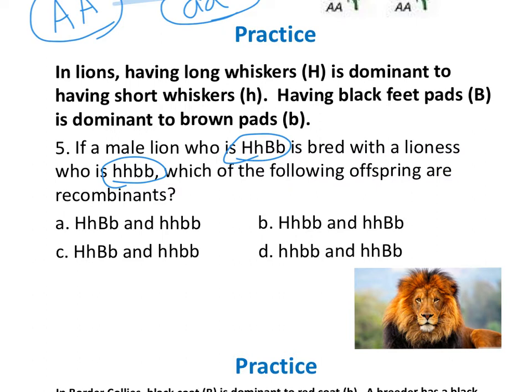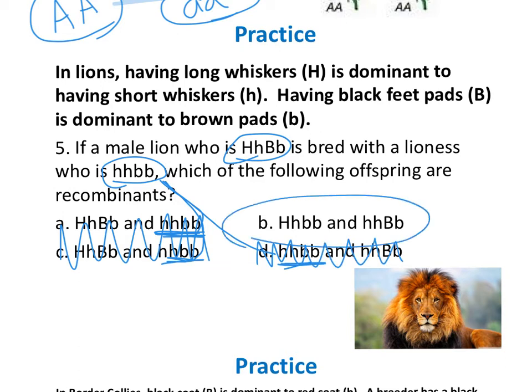All right, so I see that this is the same as a parent. This is the same as a parent. So I'm going to eliminate A and C because those are not recombinants. I can see this guy also is the same, which leads me to conclude that B must be the answer.